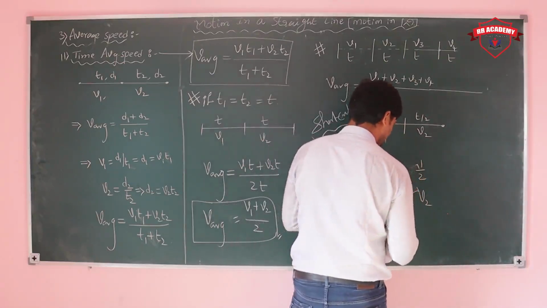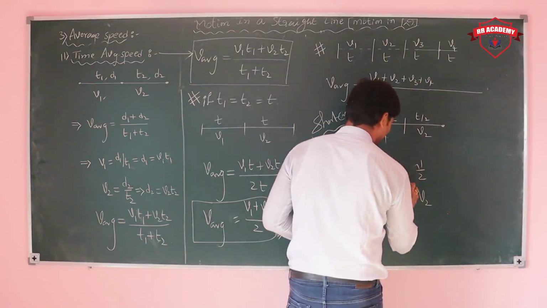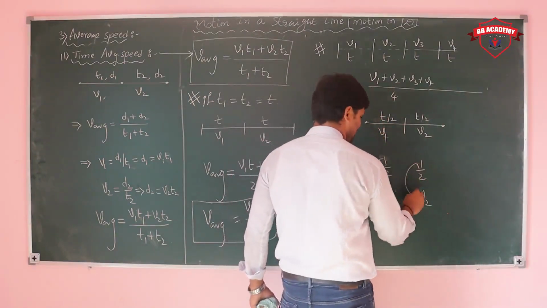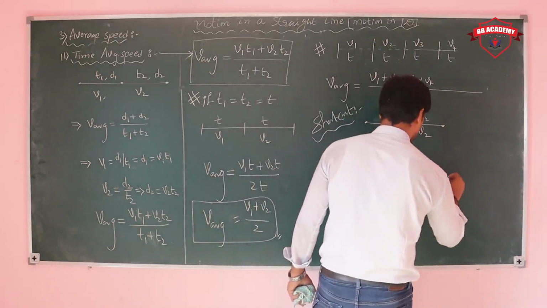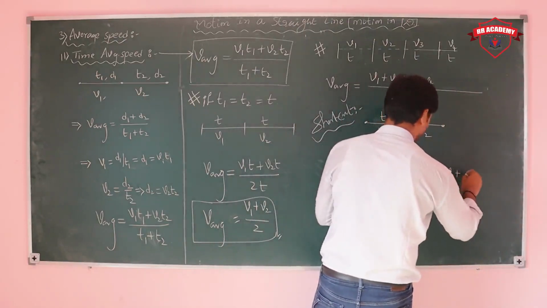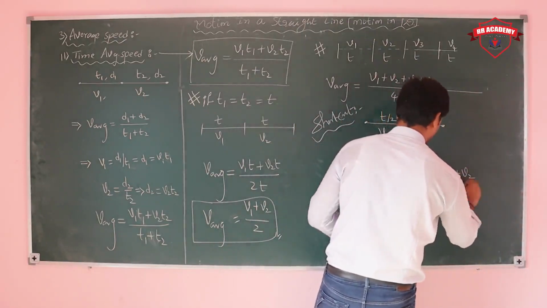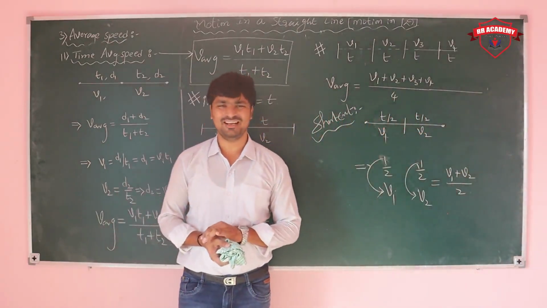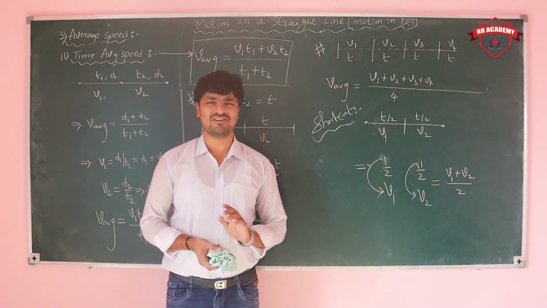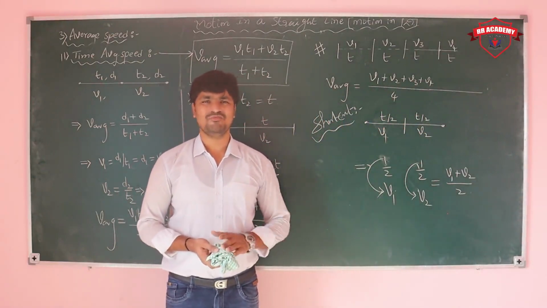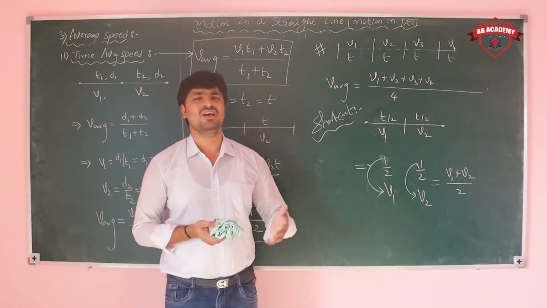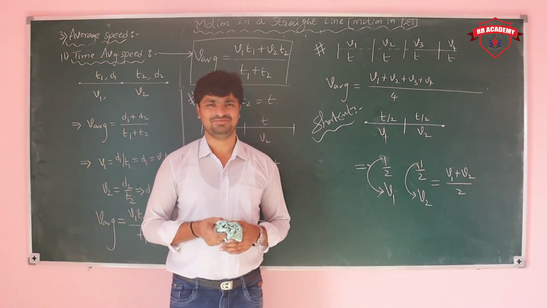Sorry, not like this. Cross multiplication for average distance here. Simply the numerator into this and this. So that is equal to 1 into v1 plus 1 into v2 by 2. You may apply the shortcut further also, meaning first t by 3 seconds, next 2t by 3 seconds. So that we will see.